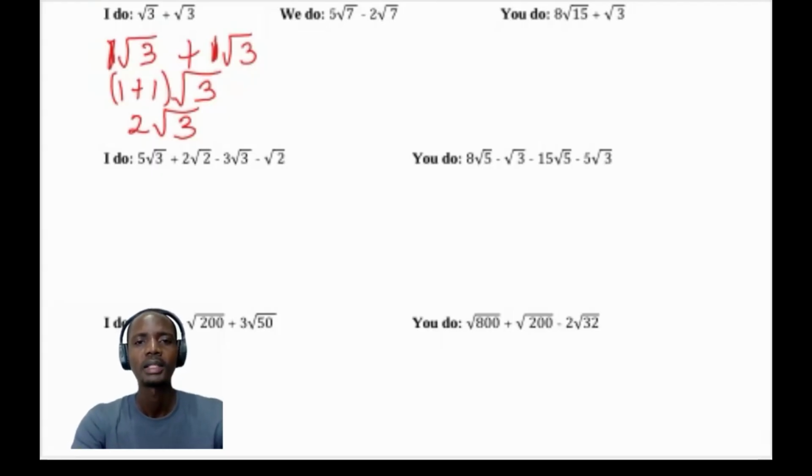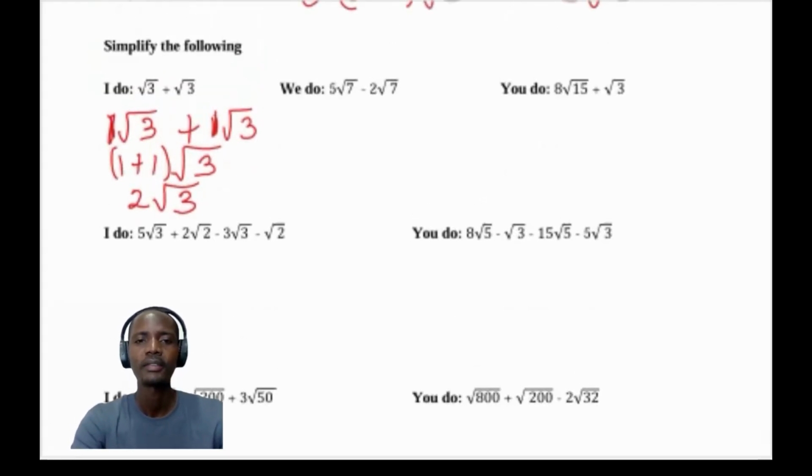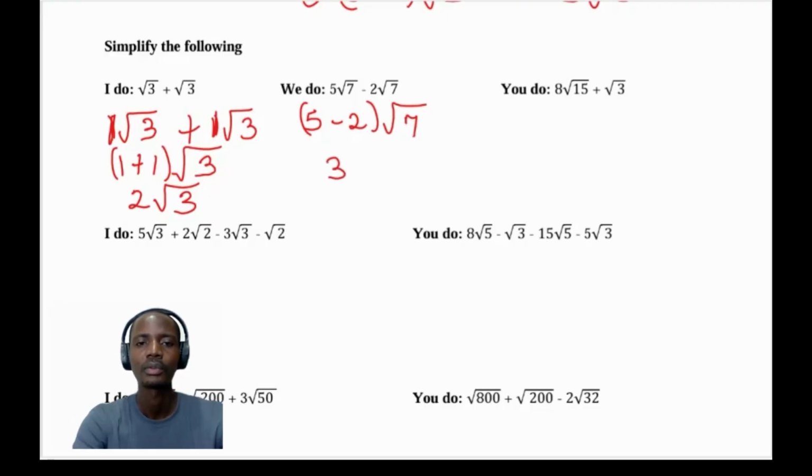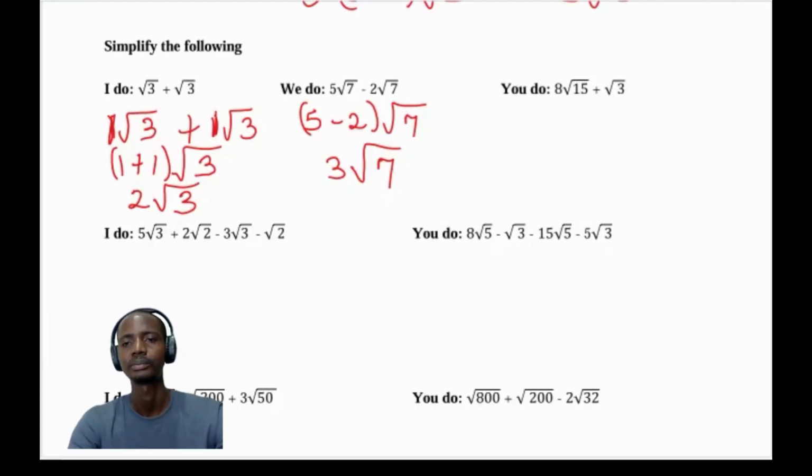Okay, let's see. We'll do this together. 5 root 7 minus 2 root 7. First, are they similar? I believe you said yes. Good. So since we know they are similar, then we can subtract. 5 minus 2, that's what we have. Then the radical part, 7. 5 minus 2, that gives us 3 root 7. So this answer is 3 root 7.